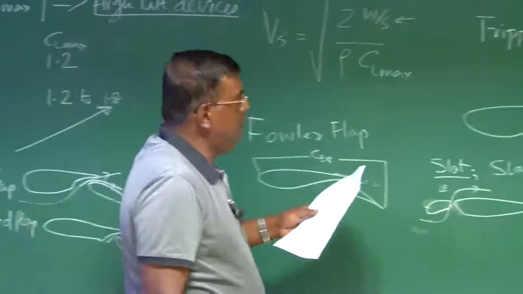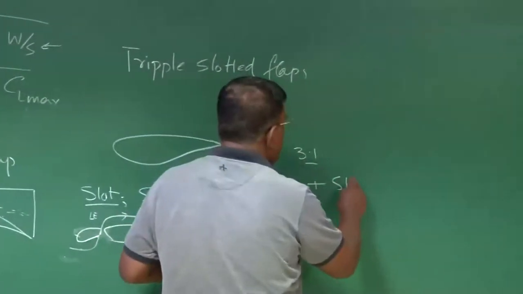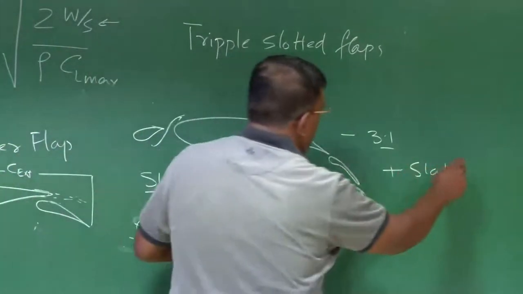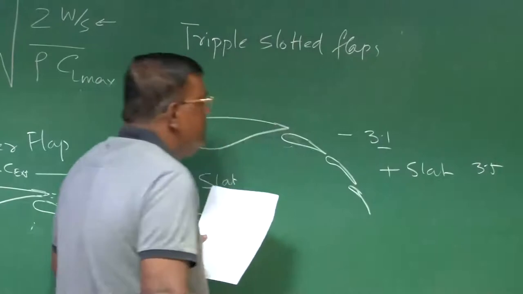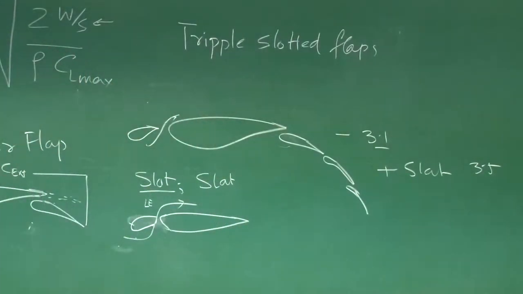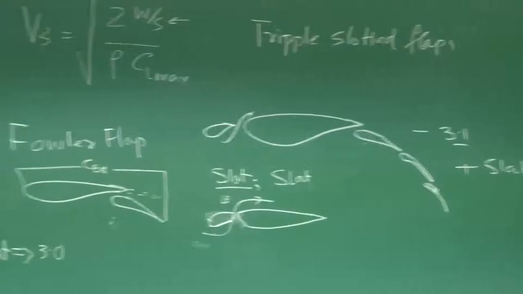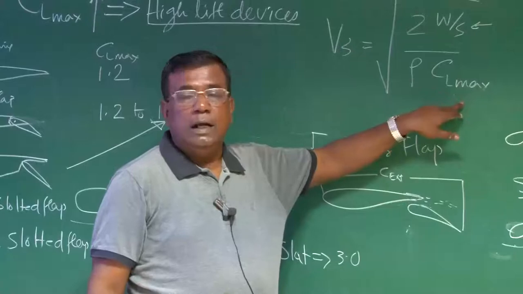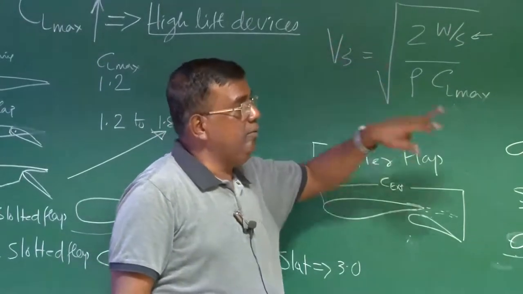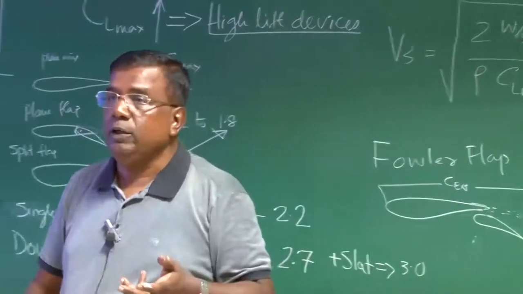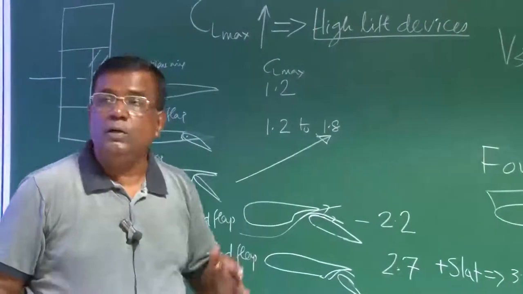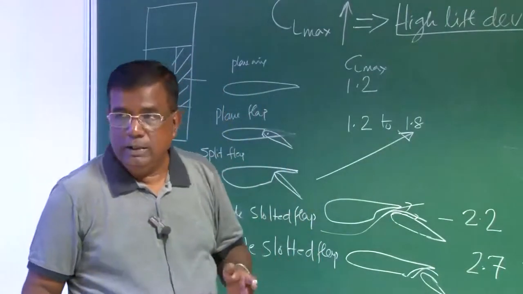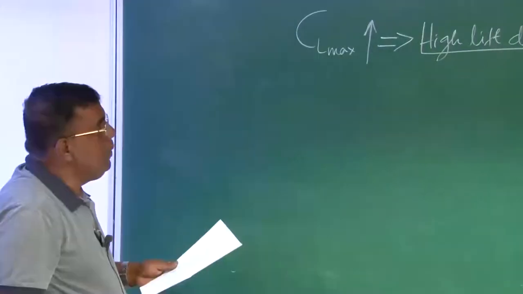Then this triple slot, if I put a slat here, that is I put something here, right? Then I can go up to 3.5. So all these high lift devices are going to affect CLmax. And you can understand from 1.2 or 1.5, if you are going to 3, how much enhancement is there, right? Because the V stall goes down, so V takeoff goes down, lift off distance goes down. That's very, very important, okay?